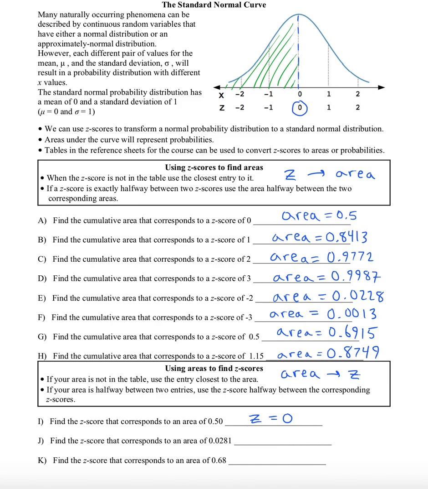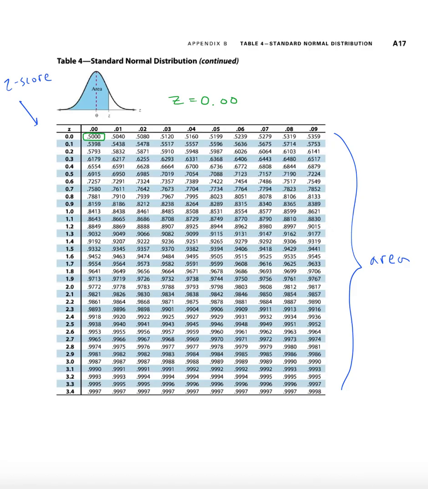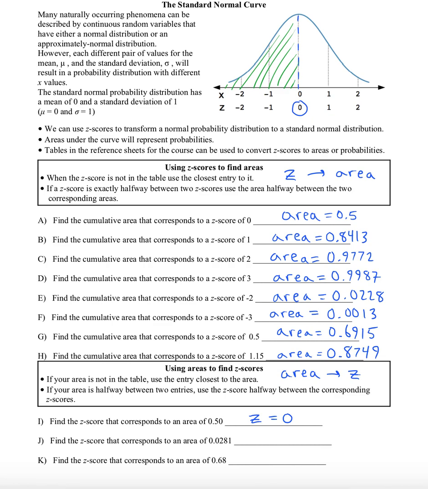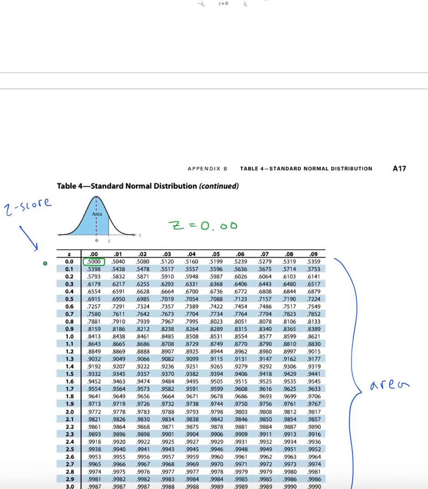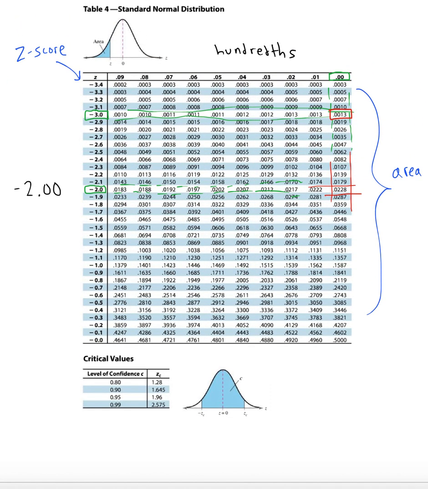Now let's find the z-score that corresponds to an area of 0.0281. Okay, so these z's are positive, and the areas are actually all greater than 0.5. So if we need 0.0281, we're actually going to have to go to the other table. So look in the body of the table. Look for a 0.0281 if you can find it. Okay, I think I see it right here. Yep.